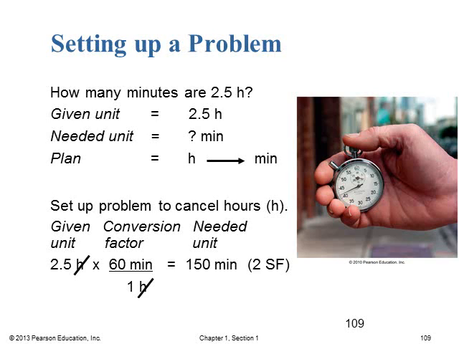And the last part is the number of significant figures. Since we have 2.5 in our given unit, that is two significant figures. Our conversion factor is an exact number, so we do not get any significant figure information from there. So it's just going to be based on the measured unit of 2.5 hours. And so we have 150 minutes. We want to make sure that our final number does not have a decimal point, so we can keep 150 without a decimal and have two significant figures.